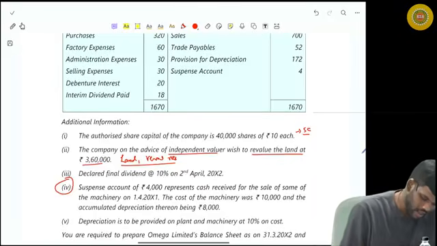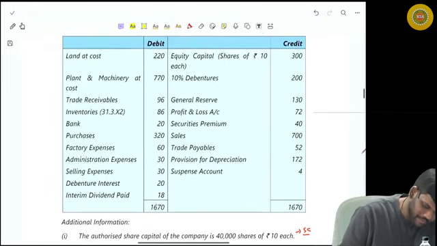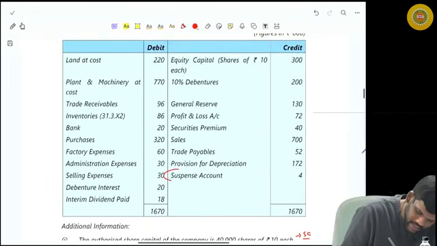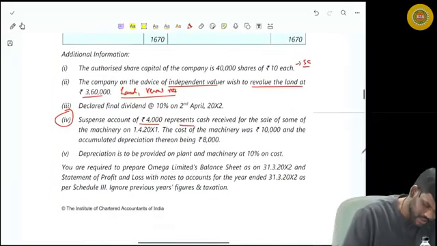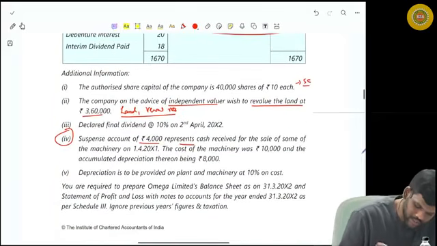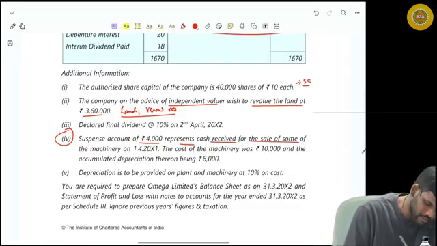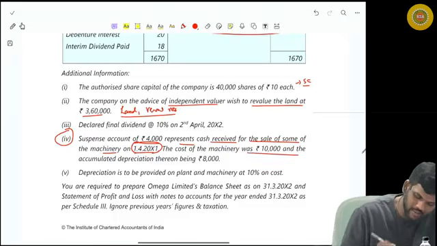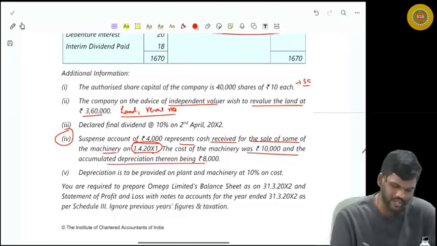Okay, fourth adjustment, this is important. Let us see what is given. Suspense account of rupees 4,000. So in the trial balance, if you see, there is already something called a suspense account. Now they're explaining what it is. Suspense account of rupees 4,000 represents cash received from sale of some of the machinery acquired on 1st April 20x1. The cost of the machinery was 10,000 and the accumulated depreciation thereon being 8,000.